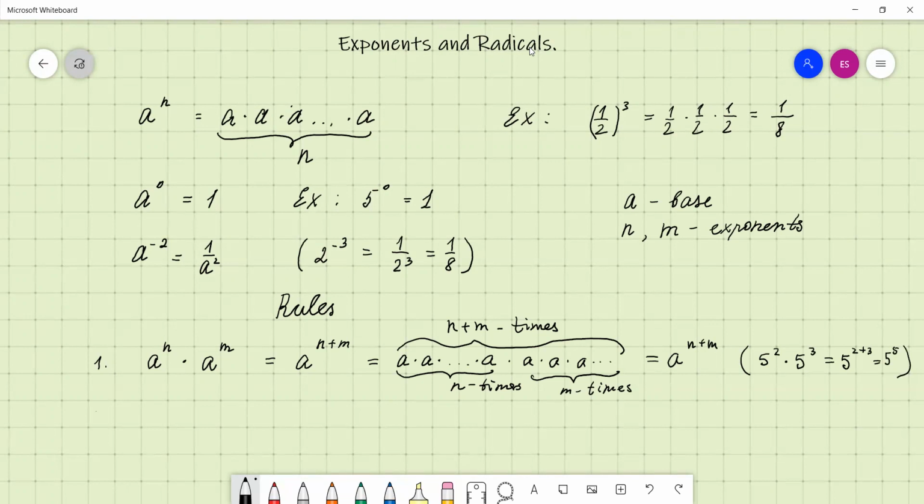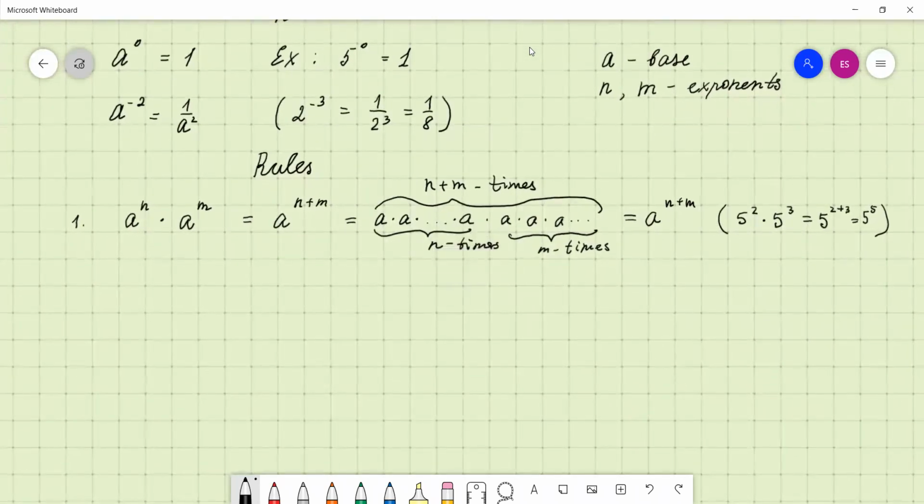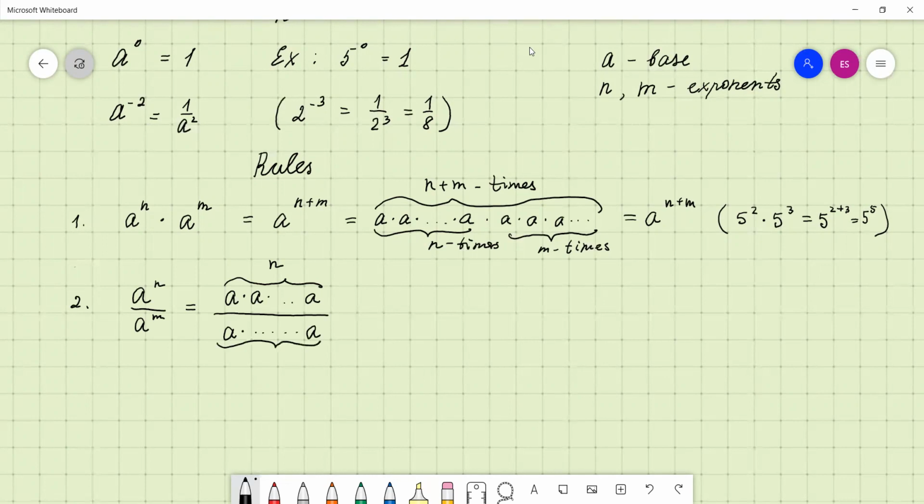Okay, next, division of exponents. Let me scroll a little bit up. And the next rule, rule number 2. What if we divide exponents? Well, let's first consider what happens and then give the general formula. What we have over here is a multiplied by a, n times. In the denominator, we have a multiplied by a, m times. We know that we can cancel m of them, and we can do cancellations until we cancel the last one.